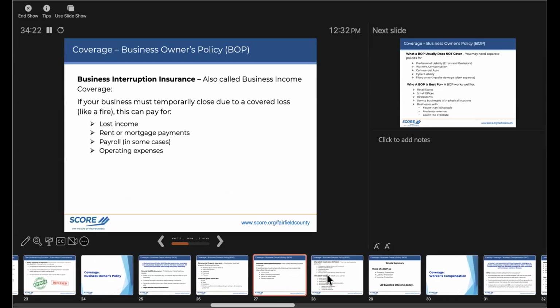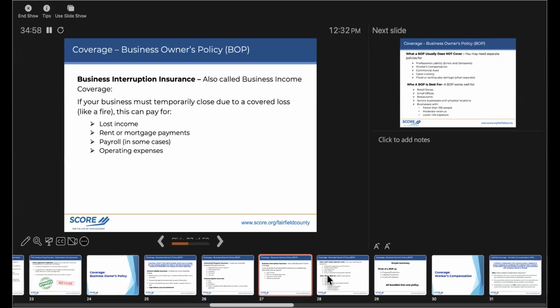And then it includes business interruption insurance, also called business income insurance. So if your business must temporarily close due to a covered loss, like a fire, this can pay for lost income, your rent or mortgage payments that need to keep going while you're out of operation, payroll in some cases, and operating expenses. Expenses you incur above and beyond usual to keep your business going. For instance, renting a storefront someplace else, that kind of thing.